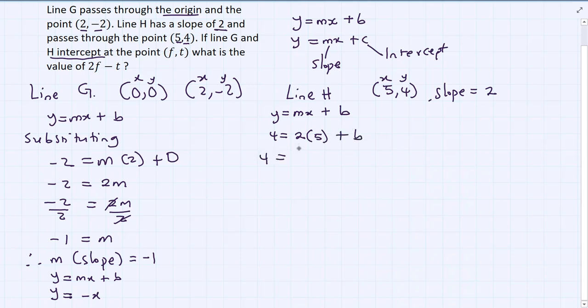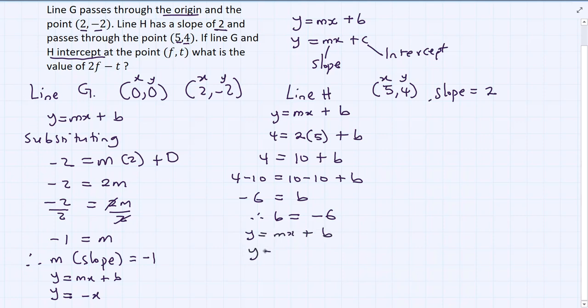4 is equal to 2 times 5, which is 10, plus b. So at this point we subtract 10 from both sides. 4 minus 10 is equal to 10 minus 10 plus b. So this is -6 is equal to b. Therefore b is equal to -6. Okay, so using y equals mx plus b, the general equation becomes y equals 2x minus 6. So the intercept is -6 and the slope is 2.